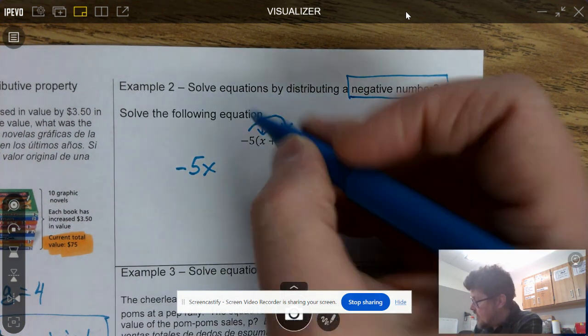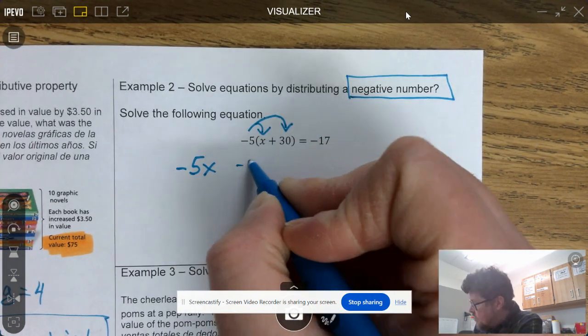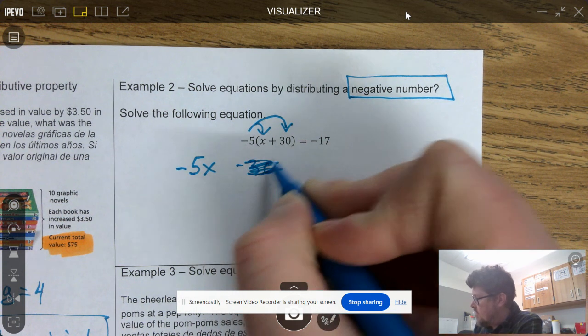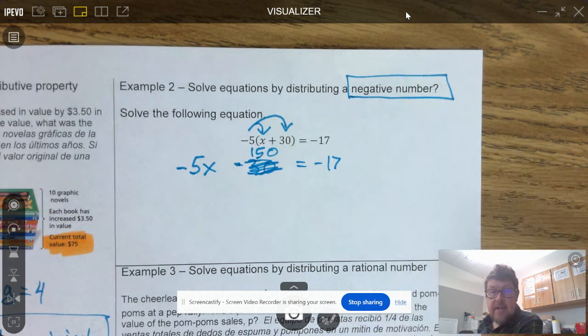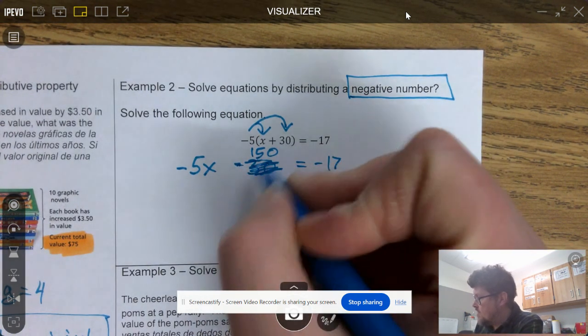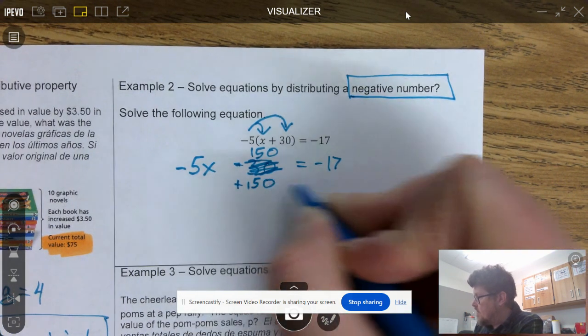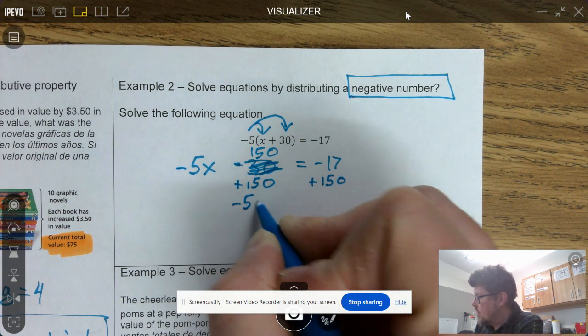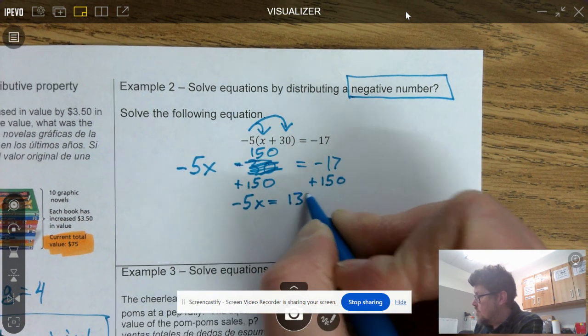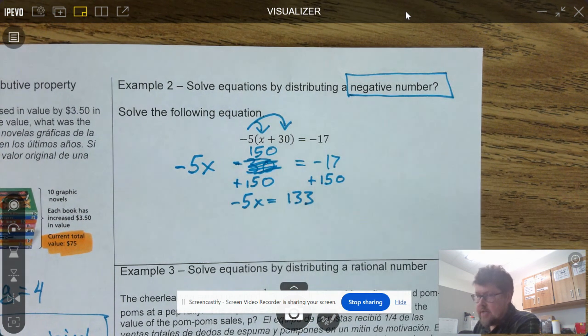Okay. So then negative 5 times 30, that also becomes negative. That should actually be 150. My bad. And we bring that down, that negative 17. So now we've got this minus 150. We're going to add 150 to the other side. So I've got negative 17 plus 150 is equal to 133. Again, if you can't do that in your head, just do it with a calculator.